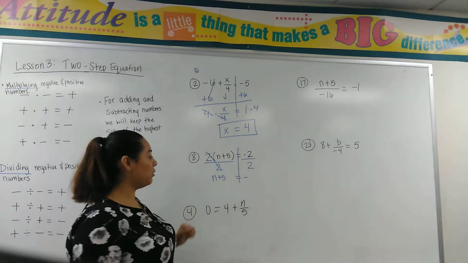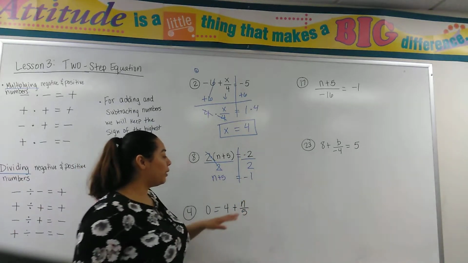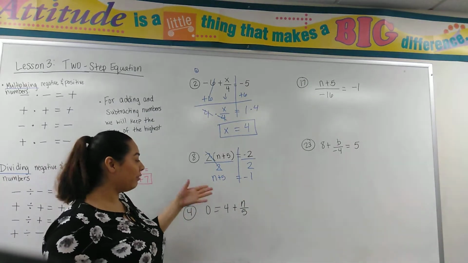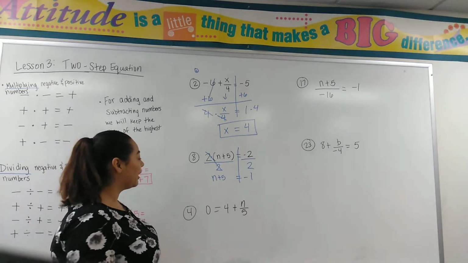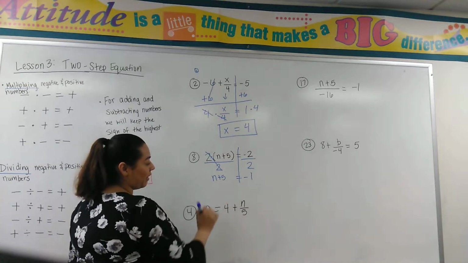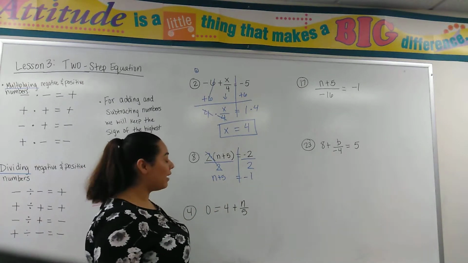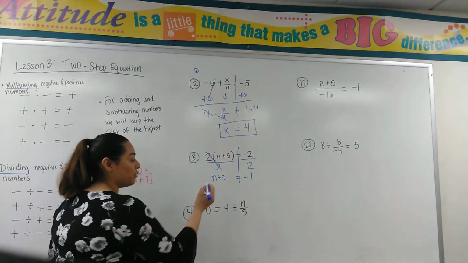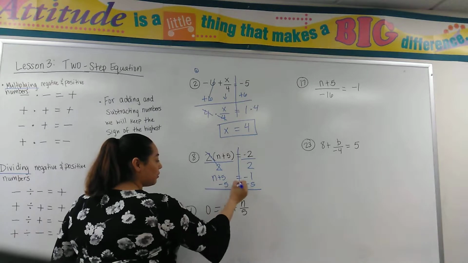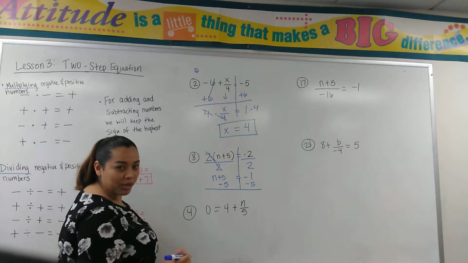So this will be negative. 2 divided by 2 will be 1. In this case, we are going to put the 1 because that's the only number we have. In the other case, we didn't have to because we had m plus 5. We still have m with the number right here. We need to get rid of that positive 5. The way we get rid of that positive 5 is by doing the opposite, which will be negative 5. So we're going to do that to both sides. Remember, whatever you do on one side, you have to do on the other.